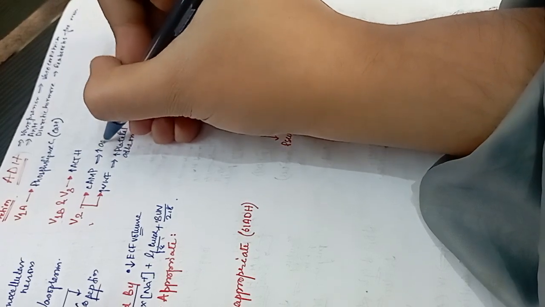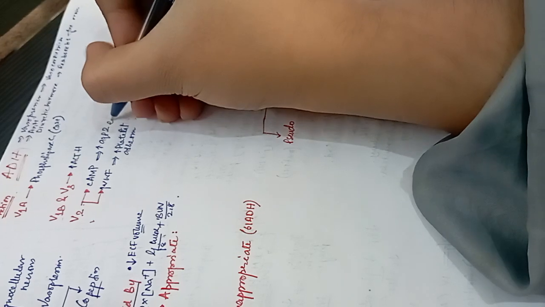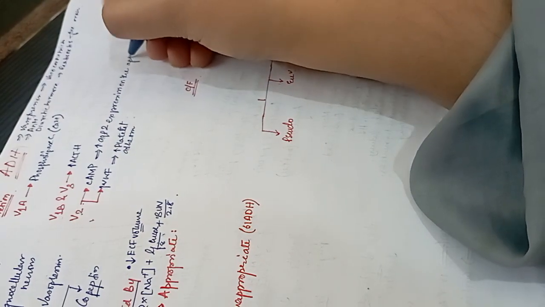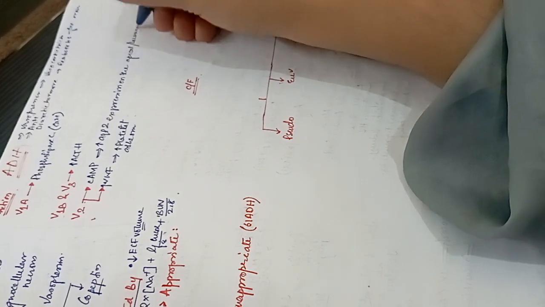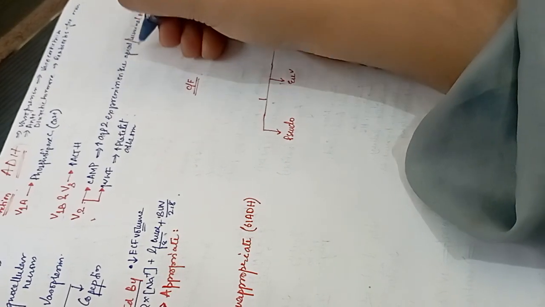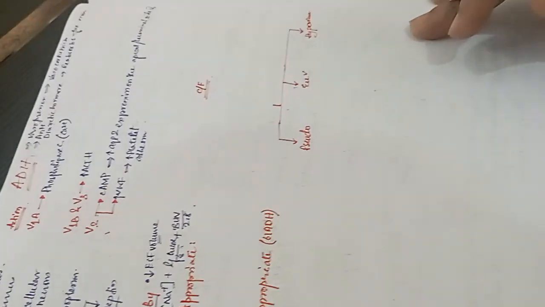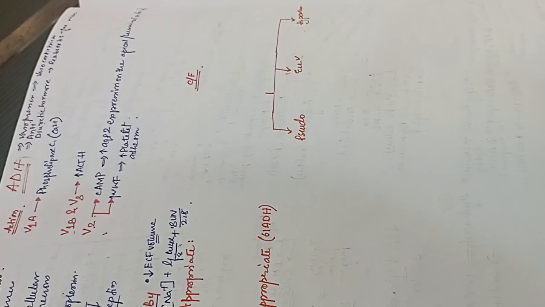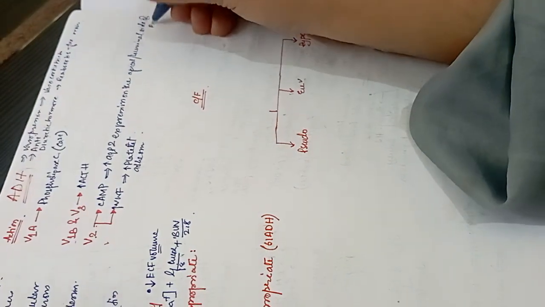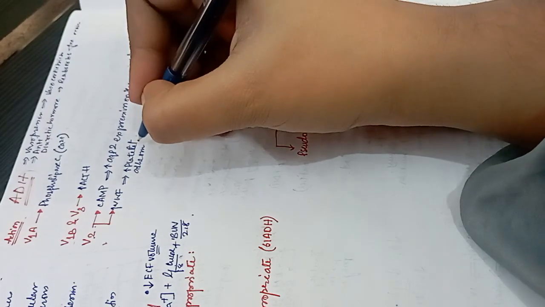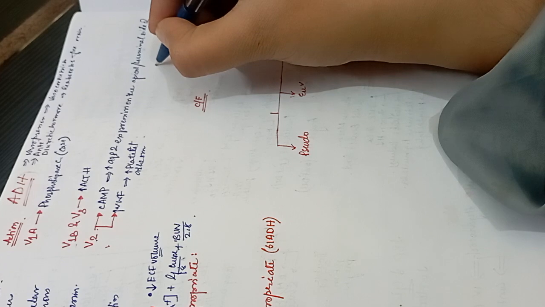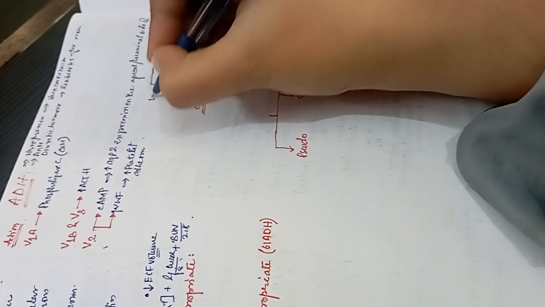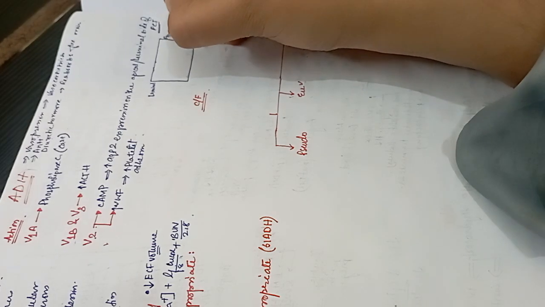So V2 by cAMP causes increased aquaporin 2 expression on the apical luminal side of PCT. So this is the cell of PCT. This is the luminal side. This is the basolateral side.